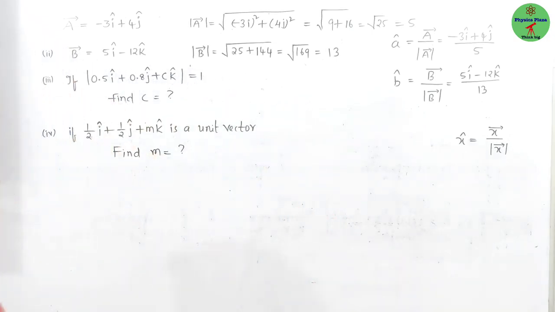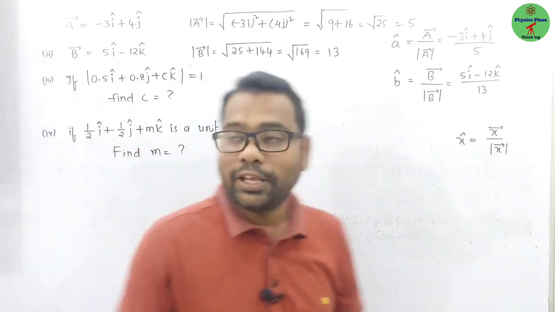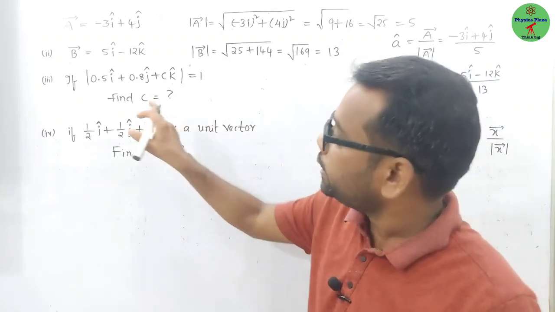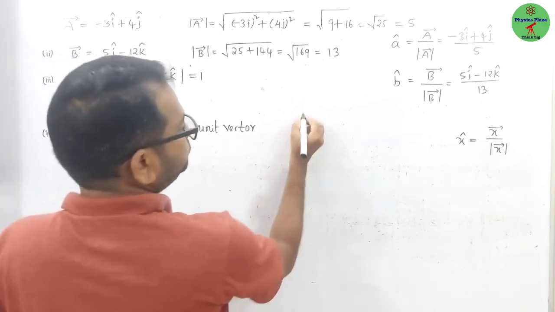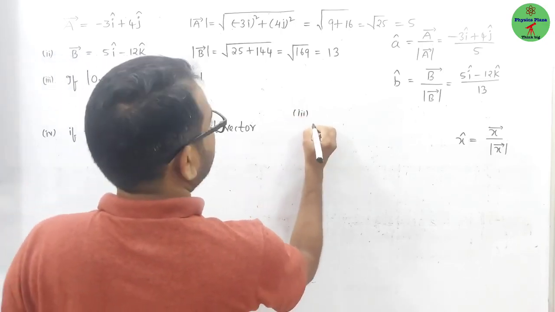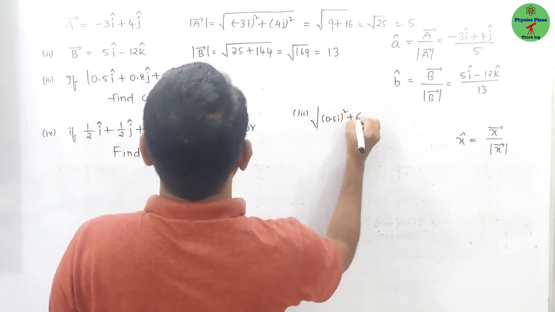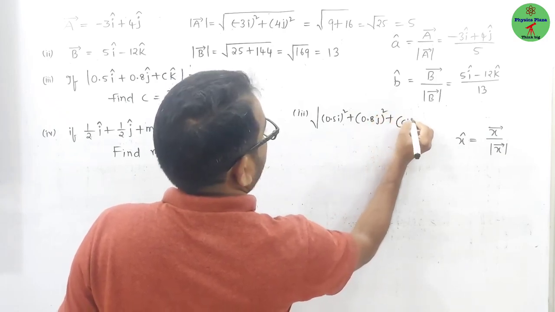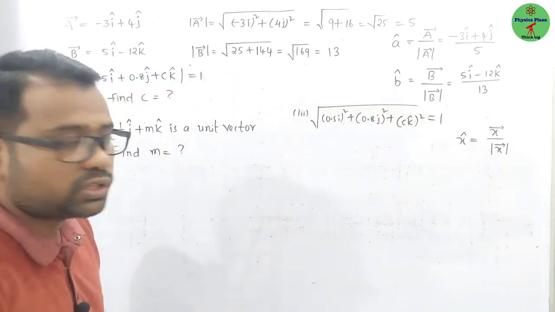Okay, come on children. Now the third one, what is given here? Here a vector is given, its magnitude is 1, means what? It is a unit vector. If 0.5 i cap plus 0.8 j cap plus c k cap is a unit vector, then find the value of c. So how to calculate the magnitude? Come on, use the formula. So this is going to be square root of 0.5i whole square plus 0.8j whole square plus ck cap whole square, is equal to 1 as per the question. Magnitude is 1, right? Yes.